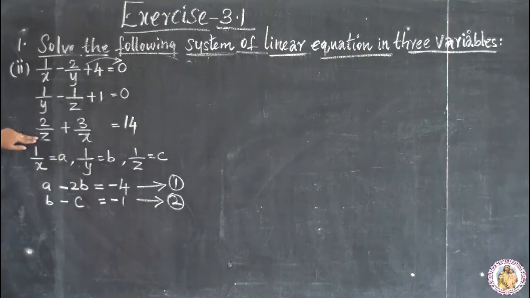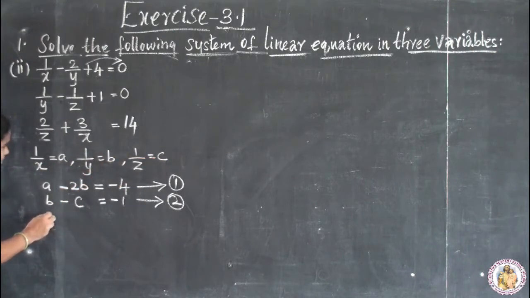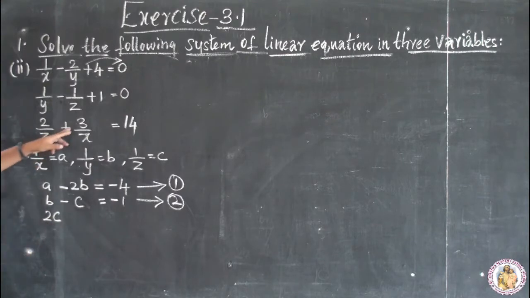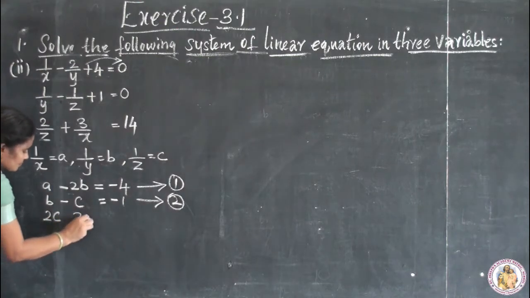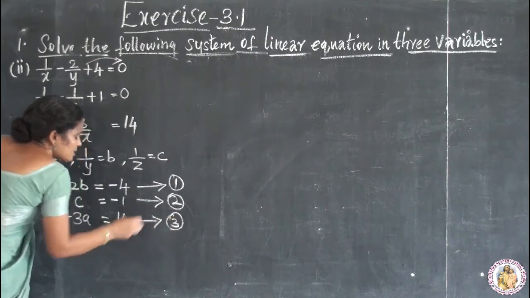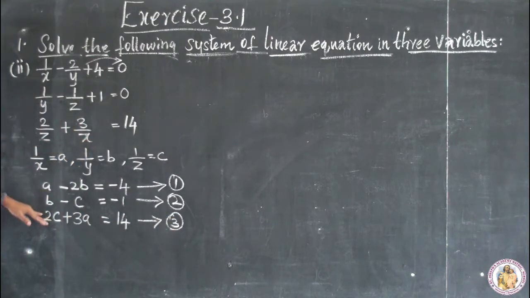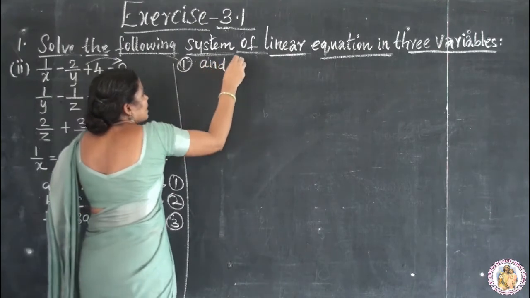Okay. 2 by z, 1 by z comes as c, so 2 by z is 2c. Plus 3 by x. 3 by x is 3a, is equal to 14. Taking this as the third equation. Now we have simplified the equations. Let us solve and find out what is the value of a, b and c, that is 1 by x, 1 by y and 1 by z. So taking the first and second equation, take the first and second equation by adding.